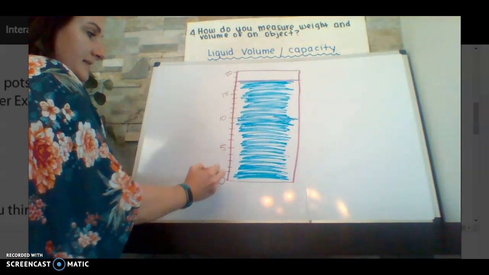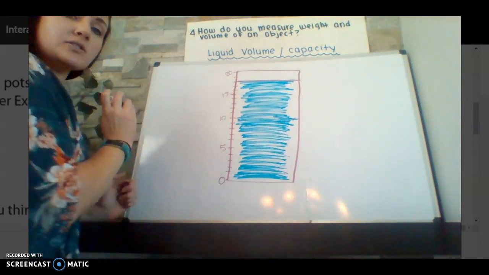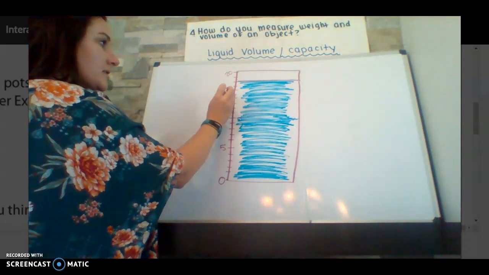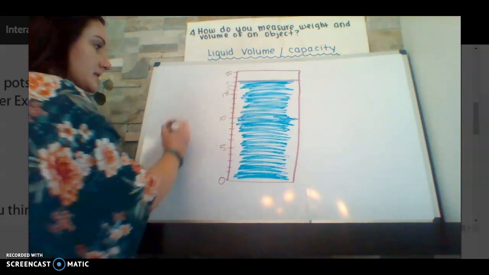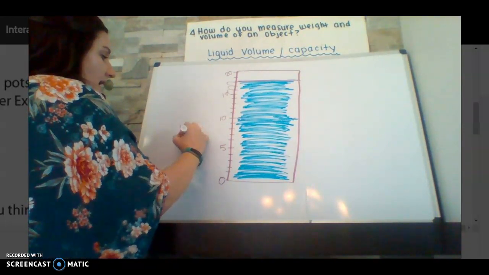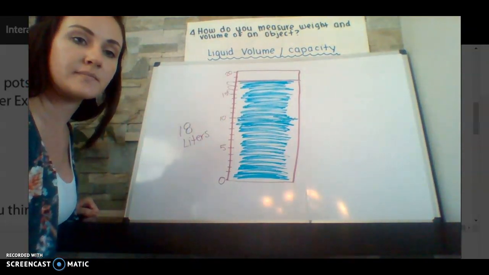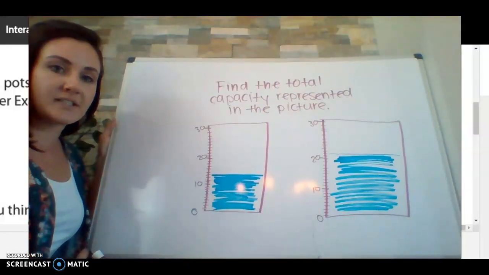Okay, so I have my 0, 5, 10, 15. I'm going to count by my ones, just like we did on the clock with our time. So 15, 16, 17, 18. So this container has 18 liters of water in it. So let's try adding some of these together. All right, so let's try a few of these.